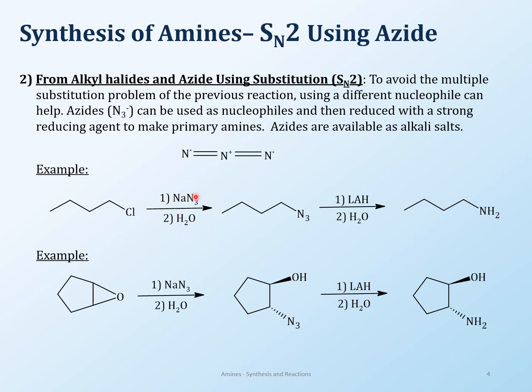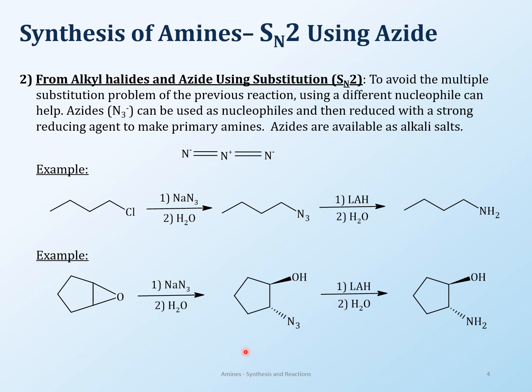So here, when you take an azide and treat that with a substrate, you end up getting an azide as your product, but that azide is not isolated, and then you go on straight to reduce that using LiAlH4, lithium aluminum hydride, and you get an amine. Note this is a primary amine. So this is only for making primary amines.